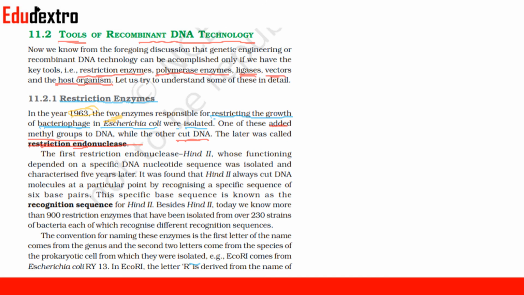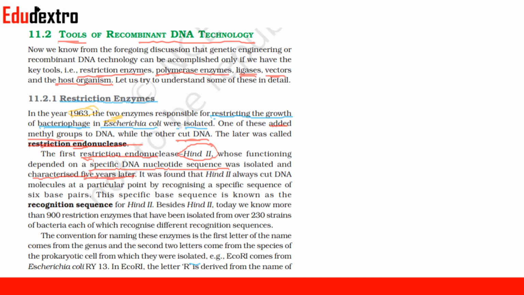Endo means in between. Of course, you can cut a paper only in between, right? You cannot cut paper on the edges. How can you cut an edge of a paper, right? You cannot cut an edge of a paper. That is why it has been named endonuclease. The one which cut the DNA is called the endonuclease. The first restriction endonuclease was HindII, whose functioning depended on a specific DNA nucleotide sequence, and it was isolated and characterized 5 years later.